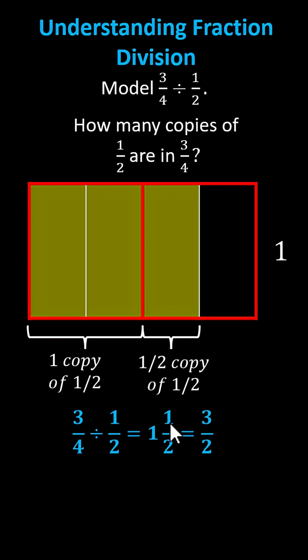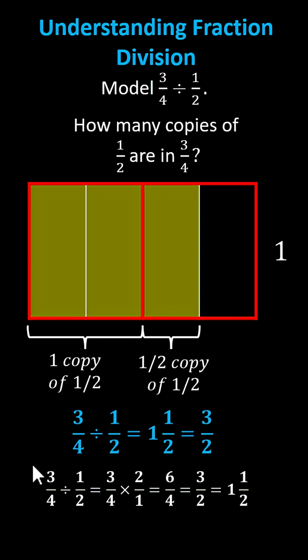And now if we compare this to the traditional algorithm, recall that dividing by 1/2 is equivalent to multiplying by the reciprocal, and the reciprocal of 1/2 is 2 divided by 1. This indicates 3/4 divided by 1/2 is equal to 3/4 times 2 divided by 1.